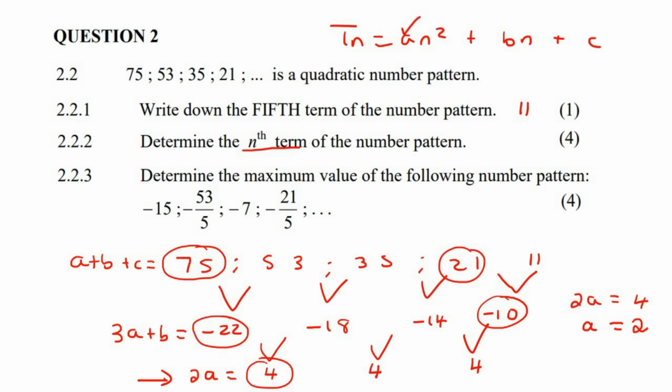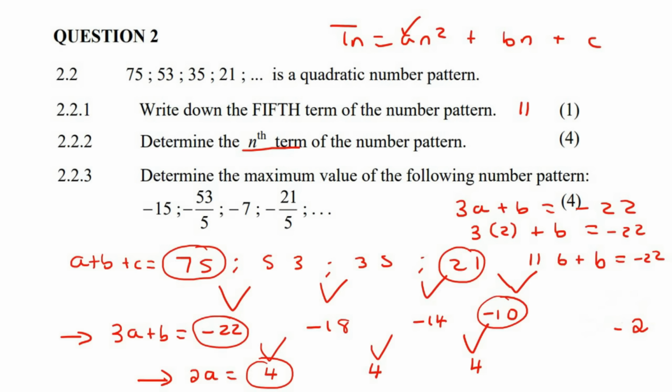Okay, so we have a. Fantastic. Then you go up 1 level to this one over here. So that's 3a plus b. So you say 3a plus b equals negative 22. A is 2 from the previous part. Then you just say 6 plus b equals negative 22. And so if you take the 6 over, you'd end up with negative 28. So we have a is 2 and b is negative 28.